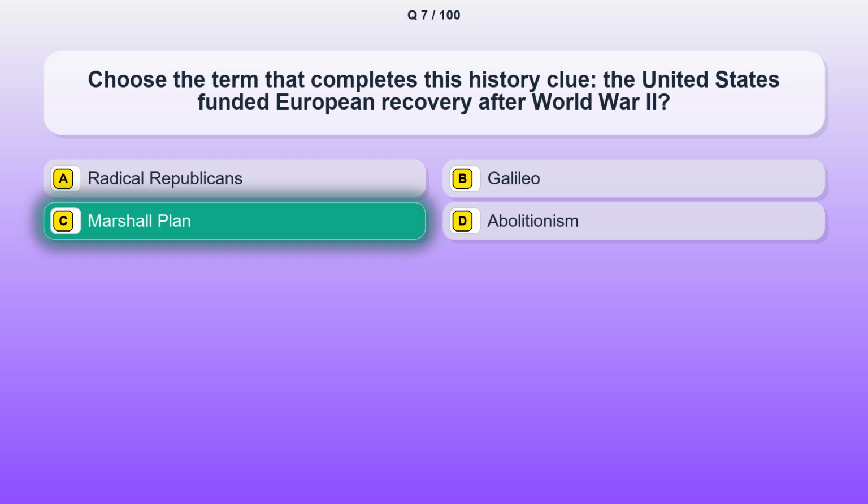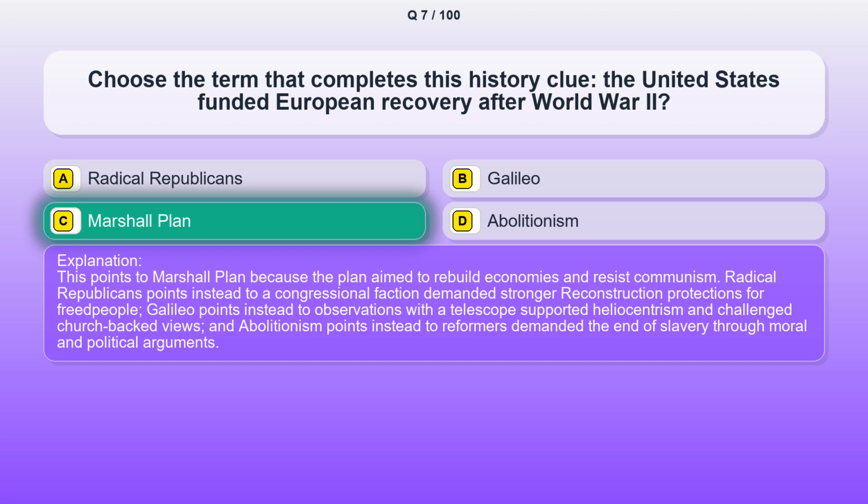The correct answer is option C. Marshall Plan. This points to Marshall Plan because the plan aimed to rebuild economies and resist communism. Radical Republicans points instead to a congressional faction demanding stronger Reconstruction protections for freed people. Galileo points instead to observations with a telescope supporting heliocentrism and challenging church-backed views, and abolitionism points instead to reformers demanding the end of slavery through moral and political arguments.